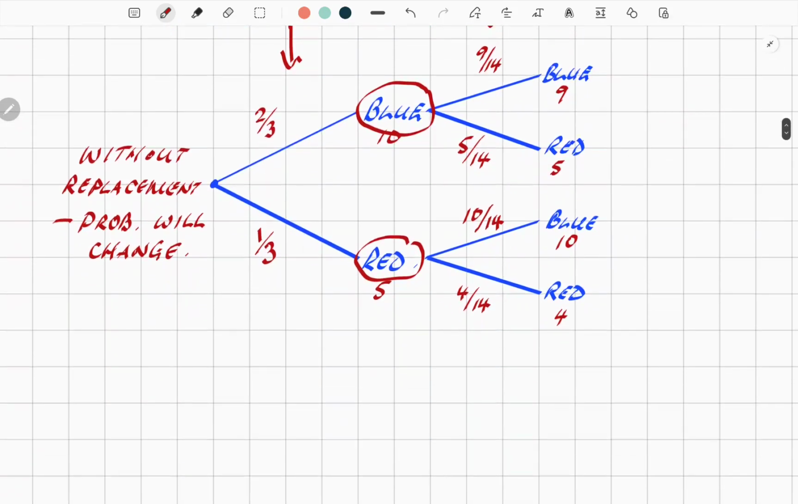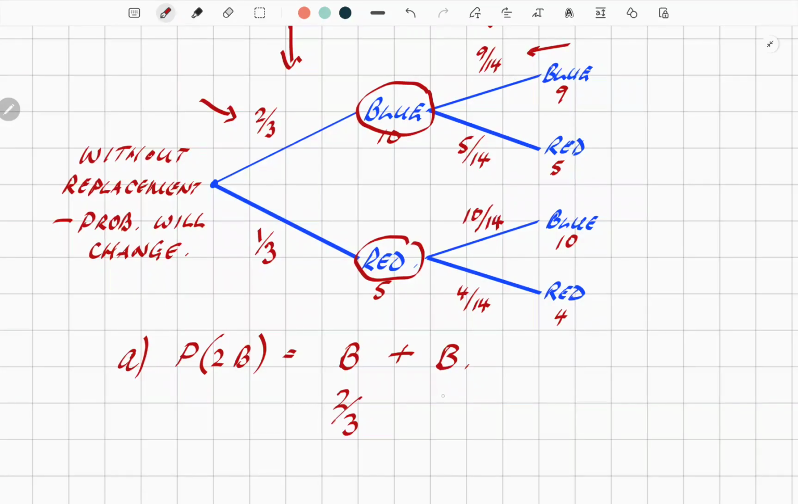The first part was the probability of 2 blues. So the way to write that is that you want a blue plus another blue. So we know the first one is a 2/3 probability. The second blue, because we've picked a blue already, is that one there.